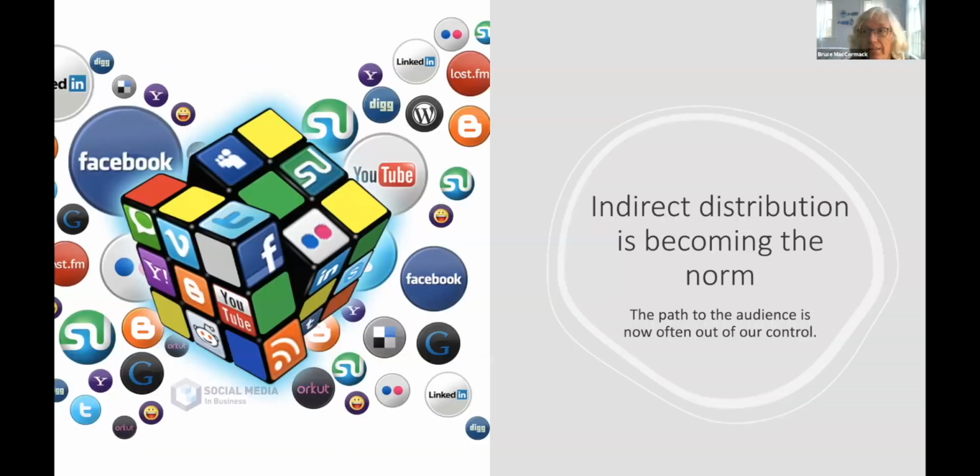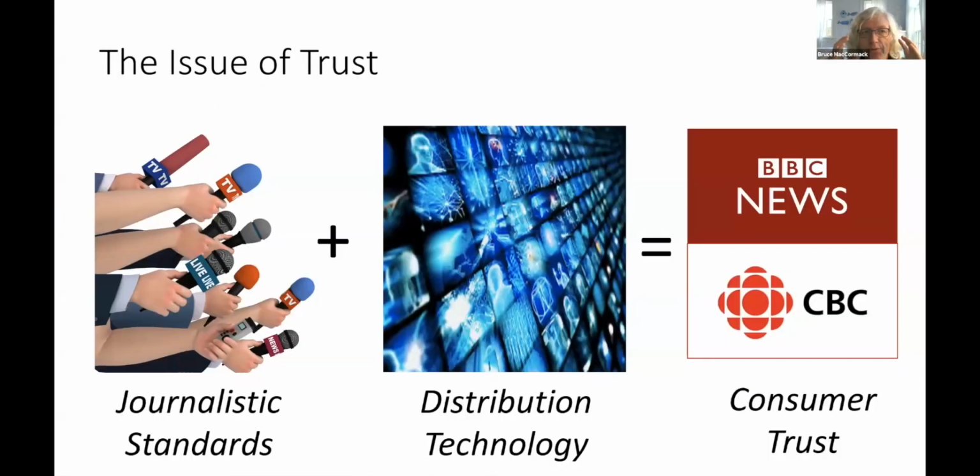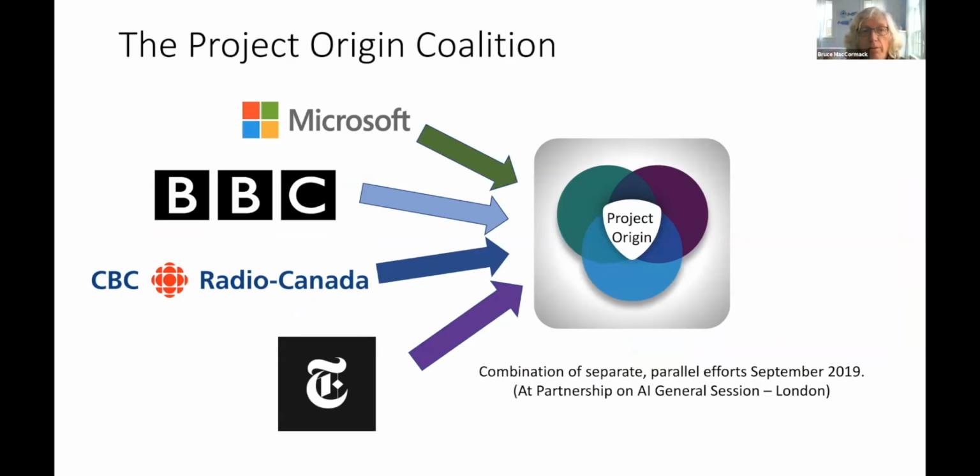And that's just not the case anymore. People get their audiences through indirect paths. We send our signals out, but we lose control of them before they reach our audiences. So we now have an issue where the issue of trust is one of not just the journalistic standards, but also the distribution technology that takes that information to the audiences, and that collectively becomes the thing that consumers have to have trust in.